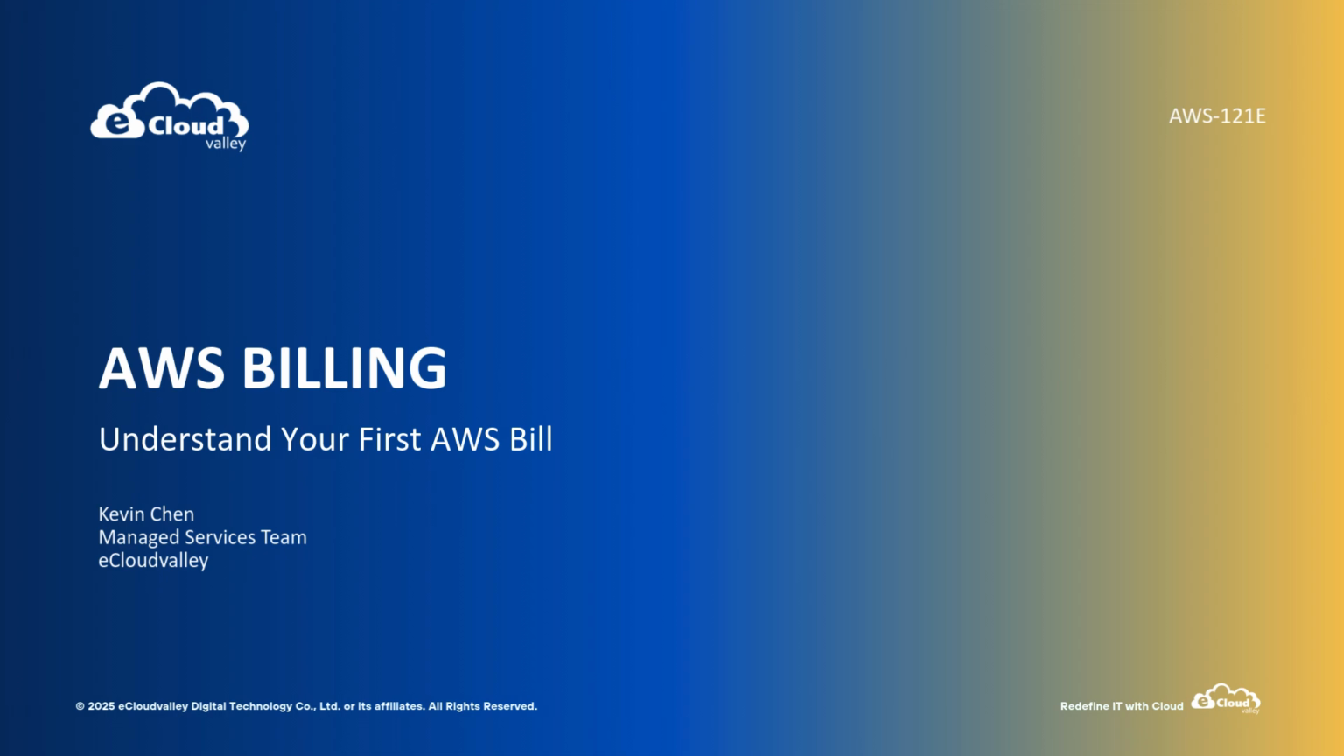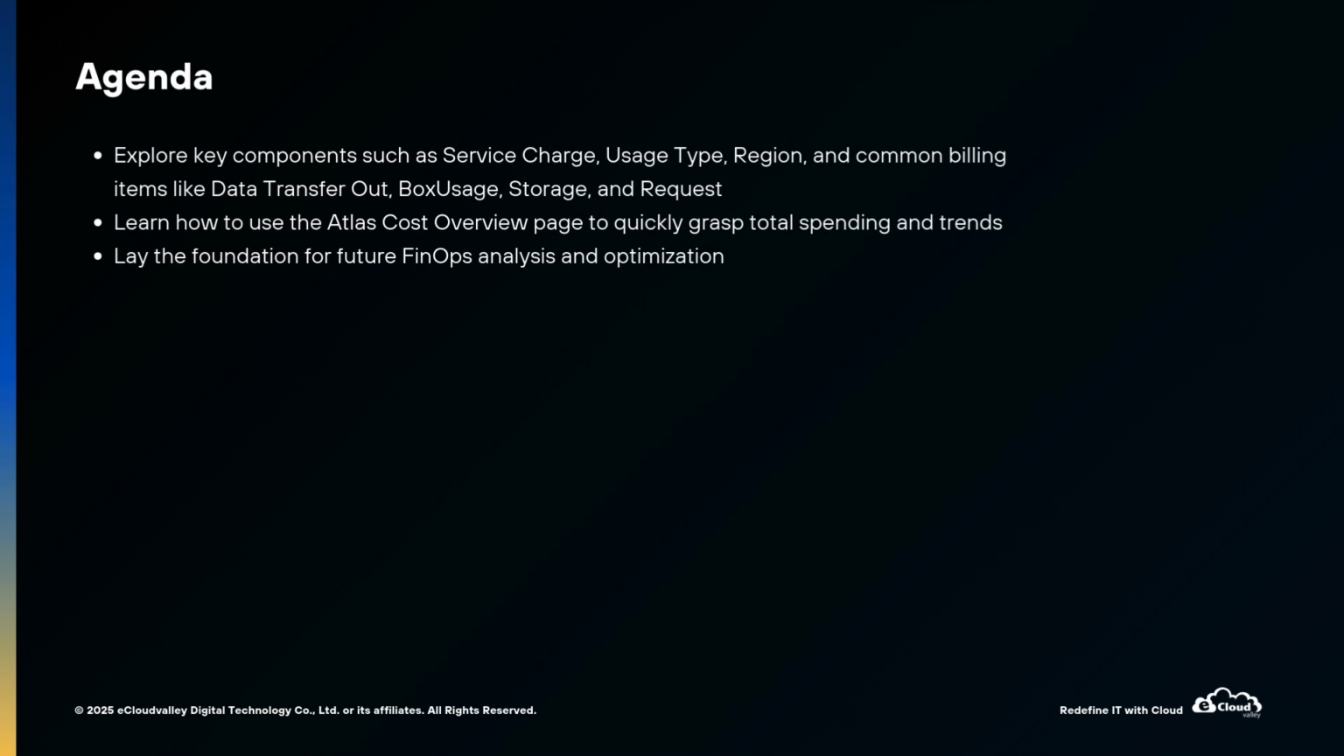Today, I'll guide you through the basic structure of an AWS bill in the simplest way possible. More importantly, I'll introduce the AWS billing features in our Atlas platform, which help you instantly understand how much you're spending and where the money is going, so you can stay in control of your cloud costs without getting lost in complex billing details. This video is designed to help you quickly understand the basic structure of AWS bills, as organized by eCloud Valley for our customers.